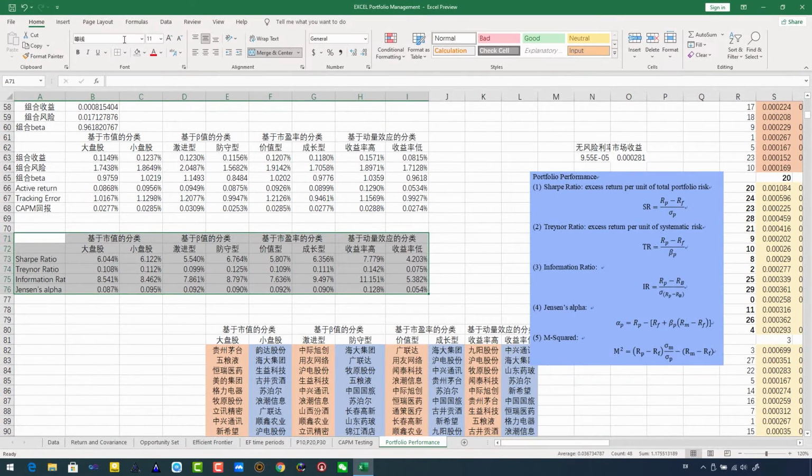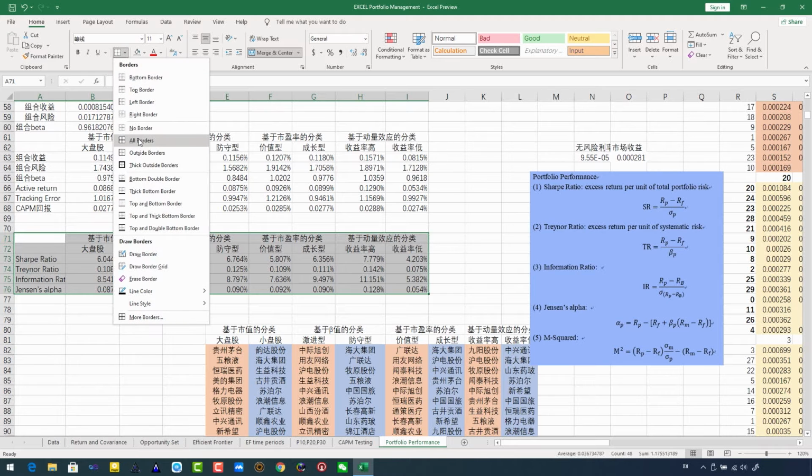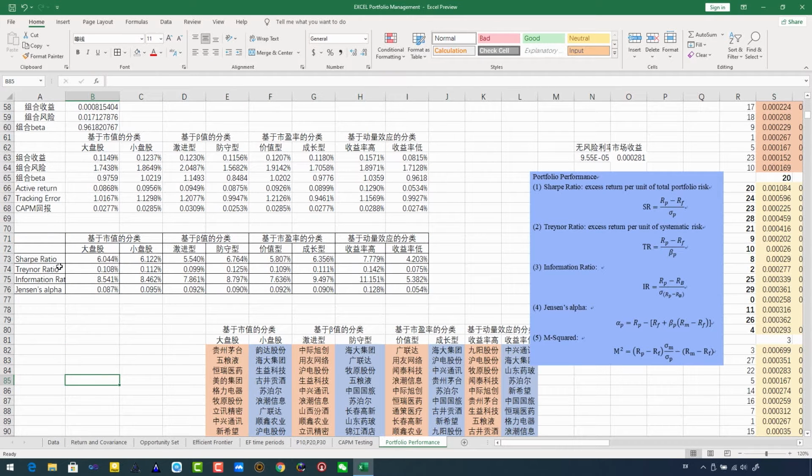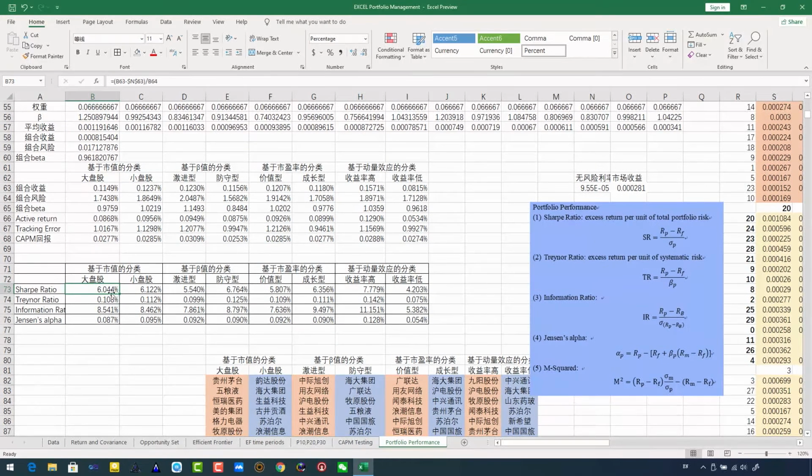So I'm just using this part to show you our table. The Sharpe ratio should equal the portfolio return minus the risk-free rate. The portfolio return is here, B63, minus the risk-free rate, and over our portfolio risk. So we got the Sharpe ratio here.